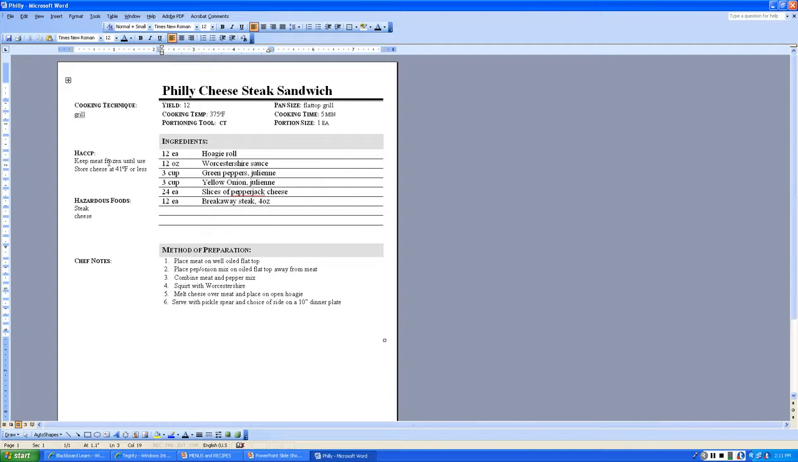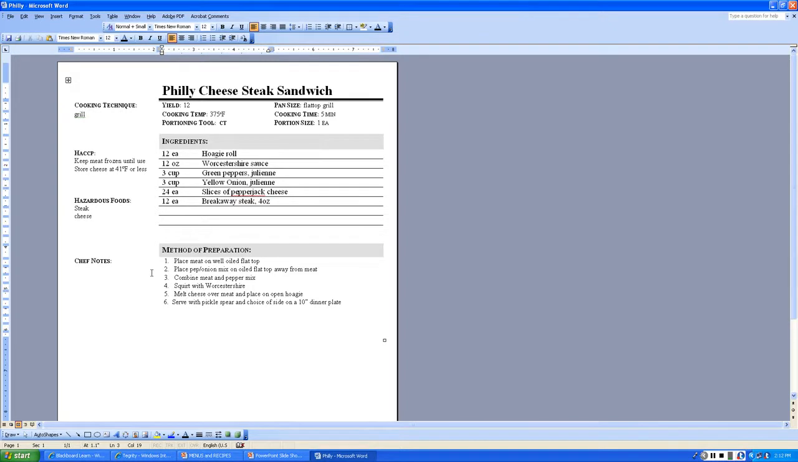HACCP. So HACCP, for those that don't know, is Hazard Analysis of Critical Control Points. Essentially what that means is, is there anything we need to do to keep this food safe? Well, yes, we need to keep the meat frozen until the time we actually use it. We need to store our cheese at 41 degrees or less.